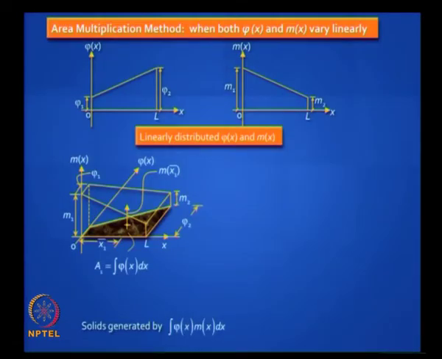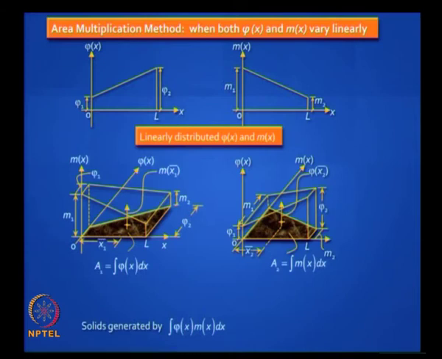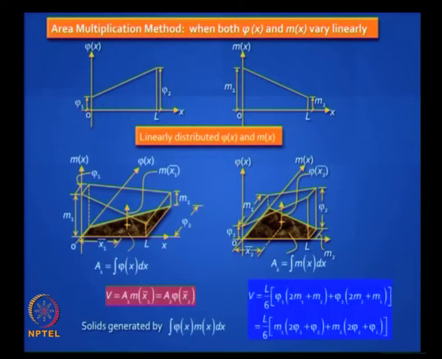And there are many examples, you have studied it last semester. One of the most common examples is when you have to multiply two trapeziums. Let us say the curvature diagram is also a linearly varying diagram, then it does not matter which you put on the ground, because you will get an accurate answer either way, and this is the solid that you get. So the formula you have to remember when you deal with a situation like this is V equals L by 6 [phi 1 into (2m1 plus m2) plus phi 2 into (2m2 plus m1)], which is easy to remember.